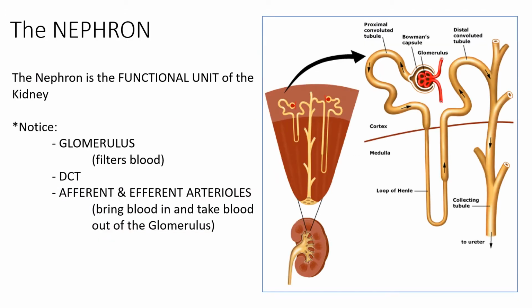So let's take a back seat for a second and talk about the nephron just to make sure we're all on the same page. Again, the nephron is the functional unit of the kidney. What you've got here is your kidney, and if we blow up a section of that, you can see nephron number 1 and nephron number 2. They both feed into this structure known as the collecting duct.